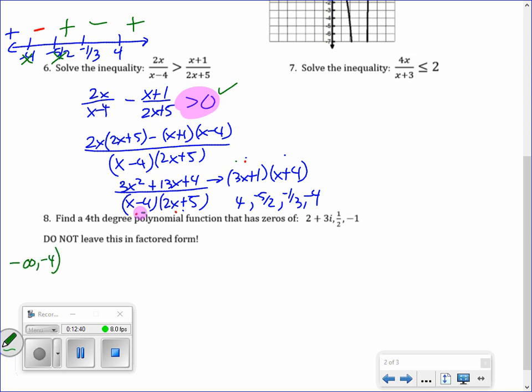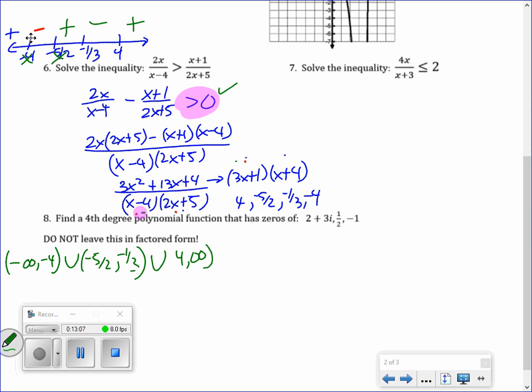Don't include negative 4. And I want everything between negative 5 halves and negative 1/3, but I don't want to include negative 5 halves, so I want from negative 5 halves to negative 1/3. Do include the 1/3. Oh, I'm sorry, don't include the 1/3 because this is not equal to 0 either. If it was equal to 0, I would put a bracket. All right, and then I want everything past 4, so from 4 to infinity.